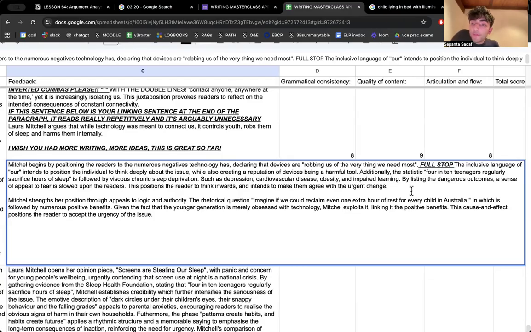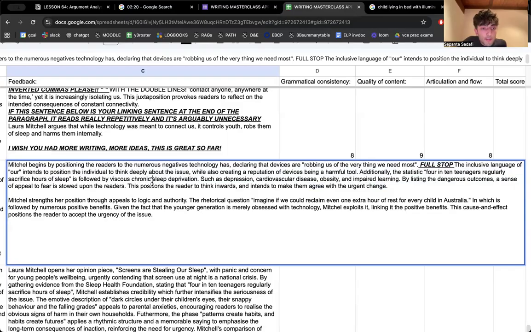Additionally, the statistic 4 in 10 teenagers regularly sacrifice hours of sleep, followed by viscous chronic sleep deprivation. Depression, cardiovascular disease, obesity, impaired learning, listing the dangerous outcomes, a sense of appeal to fear is bestowed upon the readers. This positions the reader to think inwards and intends to make them agree with the urgent change.